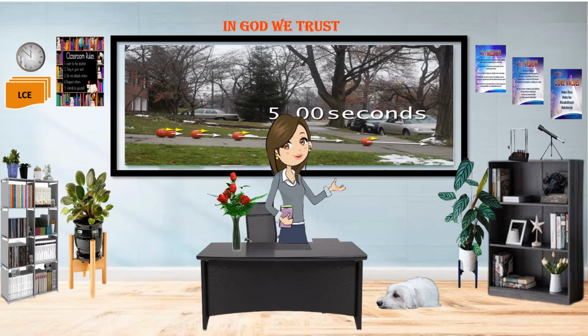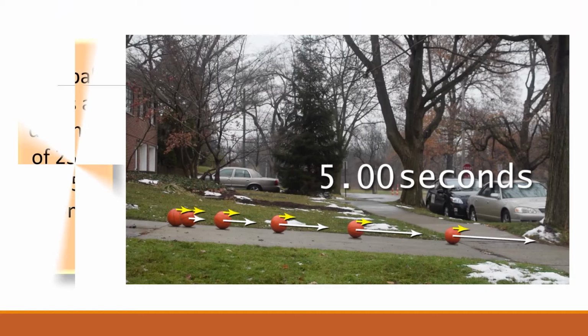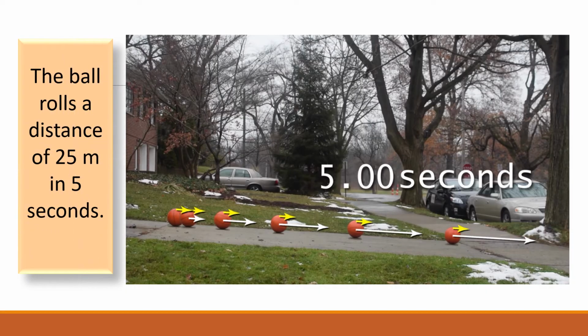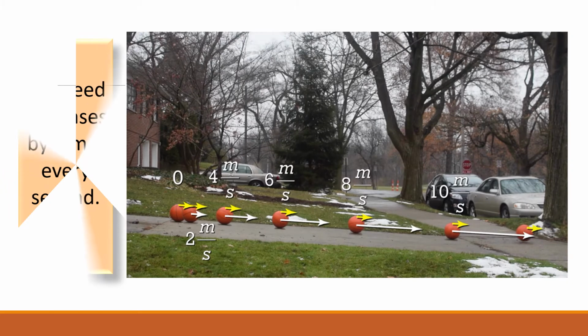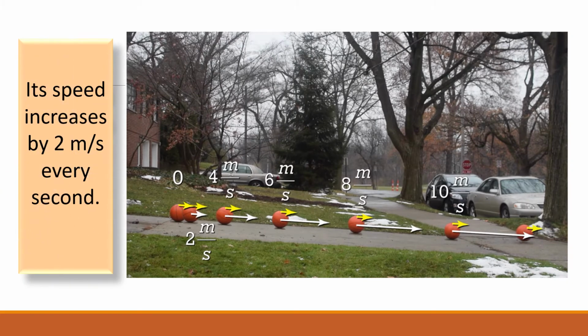The rolling ball on the board undergoes uniformly accelerated motion. Do you have any idea about this type of motion? For you to understand uniformly accelerated motion, try to describe the speed and the acceleration of this ball. The ball rolls a distance of 25 meters in 5 seconds. Its speed increases by 2 meters per second every second.